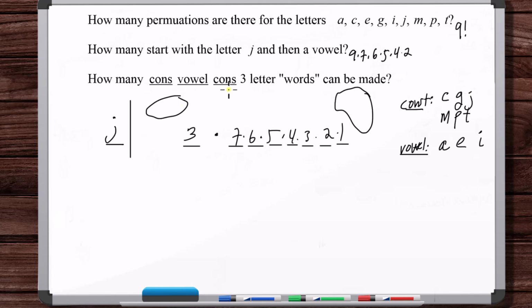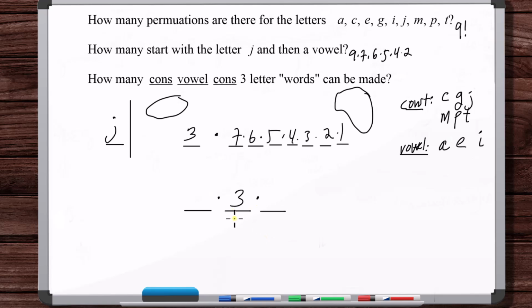How many consonant, vowel, consonant, 3-letter words can be made? So we've got this 3-letter word, and the middle event is easy. It's just 3, because the group we're picking from the middle is not dynamically related to the outside groups. So we're done with the middle. Great. Now we're just dealing with the two groups on the outside, the consonants. But this still should be simple because it's just permutations.